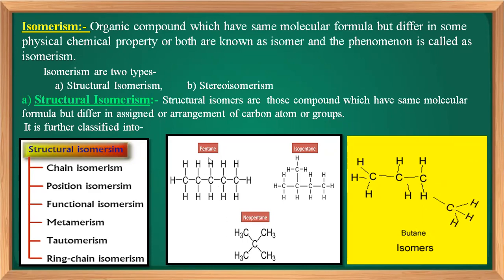Just come to this picture. Here I give two examples. That means this compound contains five carbon atoms. One, two, three, four. And this compound also contains five carbon atoms. One, two, three, four, five.